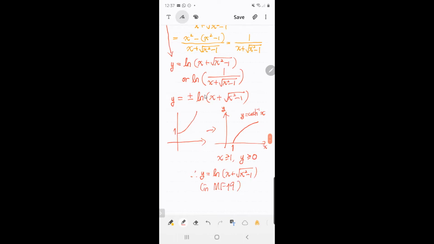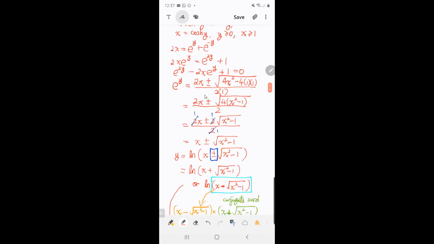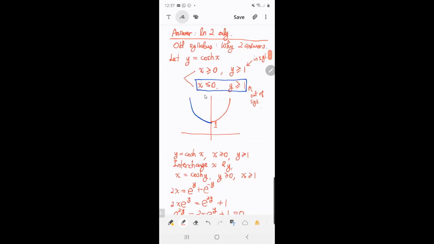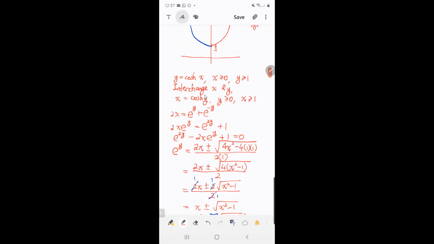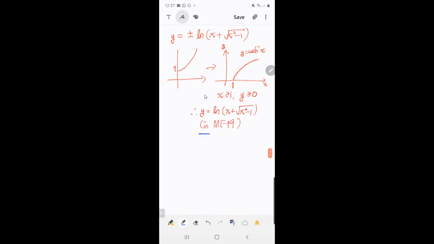Now for the blue color just now, we have this curve. The blue color is not in your syllabus, for x less than or equal to 0, y greater than or equal to 1. So for the blue color, it goes this way. For the graph, this side, you have it like that.